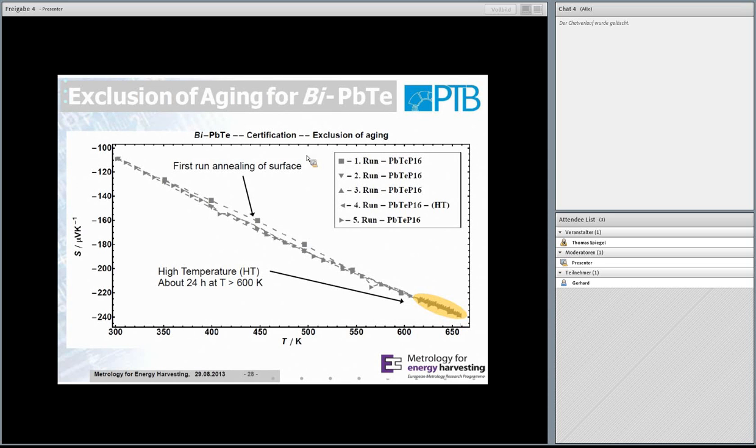And if you just neglect the first run, which is just an annealing run for the surface to get rid of the oxide on the surface, you see that there is no aging effect measurable in this material.